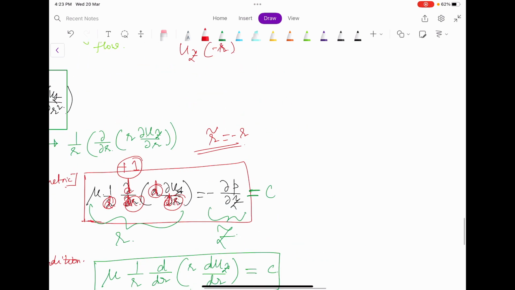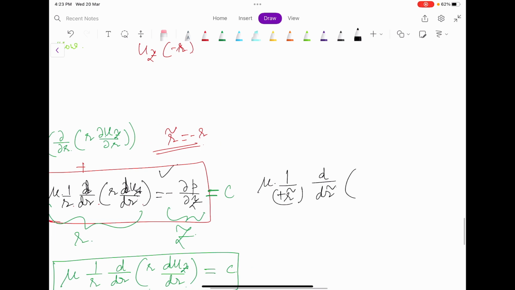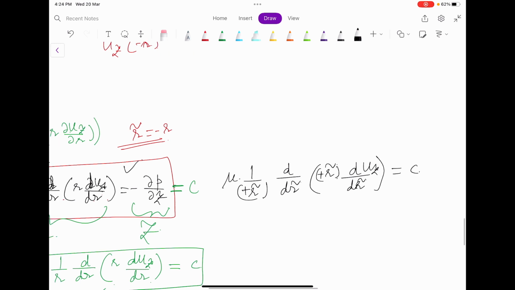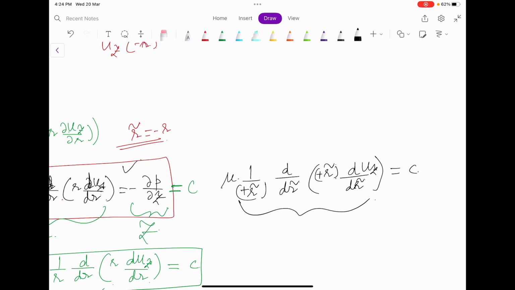If I write this governing equation, this was r into d dr, 1 by r. If I have to write this equation in terms of r tilde, where r tilde is equal to minus r, then 1 by r will be 1 by minus r tilde, and del r will be del r tilde, another minus 1 will be there and that will be plus. Here we have an r, so here we will have an r tilde but with a minus. Again we have a d dr, which will have another minus and that will make it plus, and this will be u z equal to constant. So you see, both in terms of r and r tilde you are having the same differential equation.